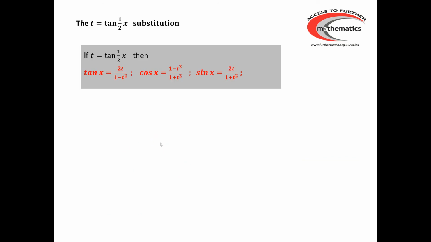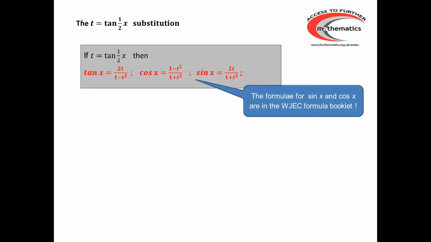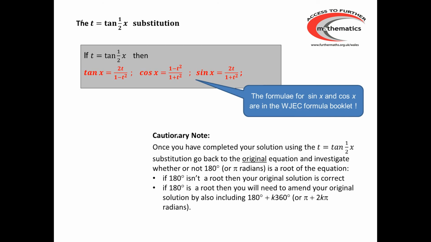If t is tan half x, then tan x can be written as 2t over 1 minus t squared, cos x can be written as 1 minus t squared over 1 plus t squared, and sin x can be written as 2t over 1 plus t squared. The formulae for cos x and sin x are given within the formula booklet, but one thing needs to be taken care of when you're using the t equals tan half x substitution.